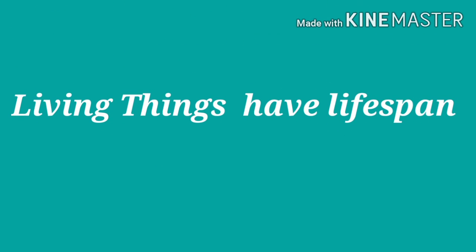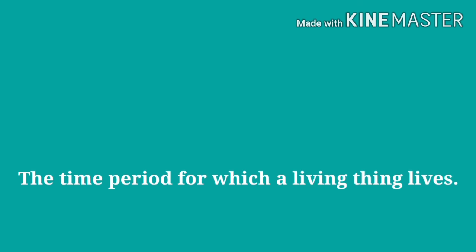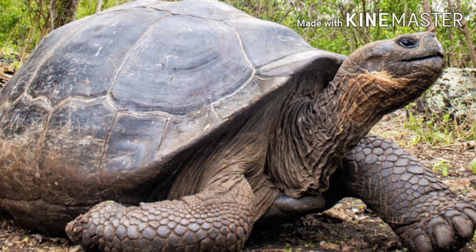Next, living things have a lifespan. What is meant by lifespan? The time period for which a living thing lives is called a lifespan. Every living being has a different lifespan. For example, trees live for many years, whereas herbs live for a few months. For example, you can see the giant tortoise, it will live for 150 years.